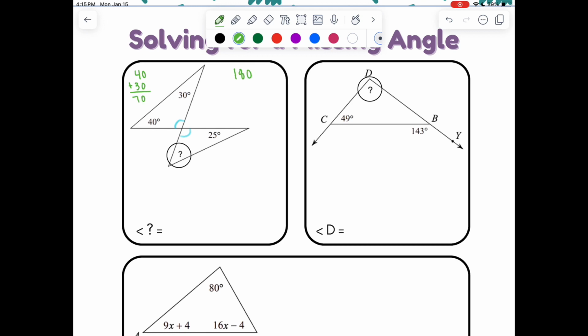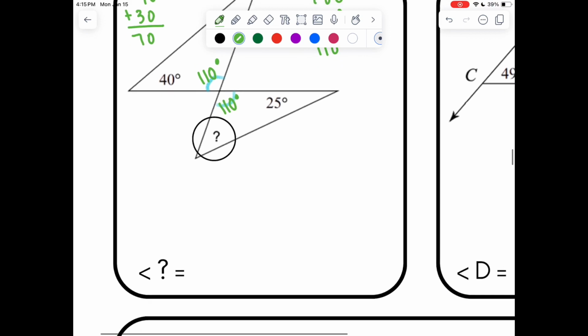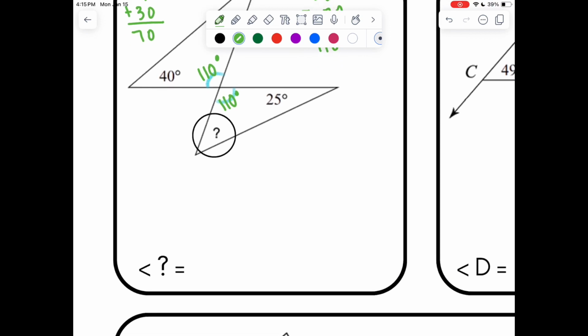So if I want to find the third angle in the triangle, which is one of the vertical angles, I have to take those 70 degrees and subtract them from 180, which means that third angle in the triangle has to be 110 degrees. So I've used the triangle sum theorem here. Now I'm using vertical angles. I know that those are congruent. So one of the angle measures in this second triangle has to be 110, and the other one is 25.